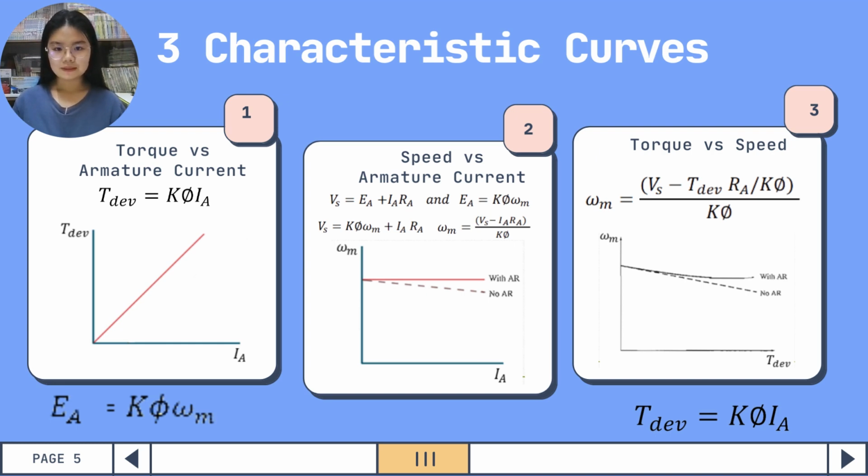Then for the torque versus speed, we substitute T developed equals K phi Ia into omega m equals (Vs minus IaRa) divided by K phi, and we will get the relationship between omega m and the T developed. As flux is assumed constant, the speed decreases with developed torque increase, but practically, due to armature reaction, flux decreases with increase in armature current, and hence the speed decreases slightly also. Thus, at heavy loads, the motor speed is almost constant.